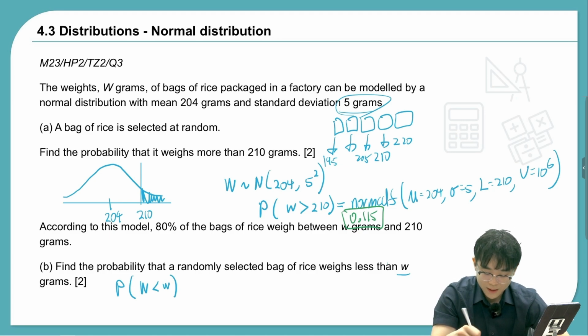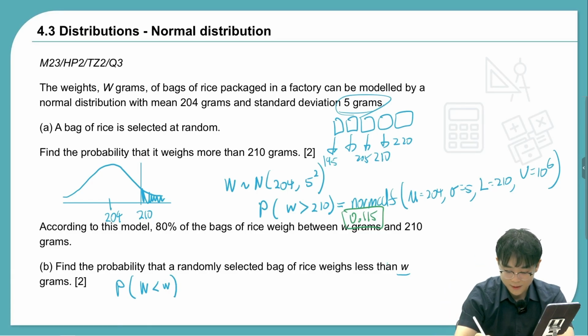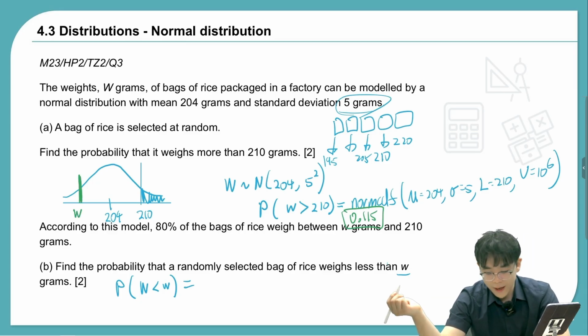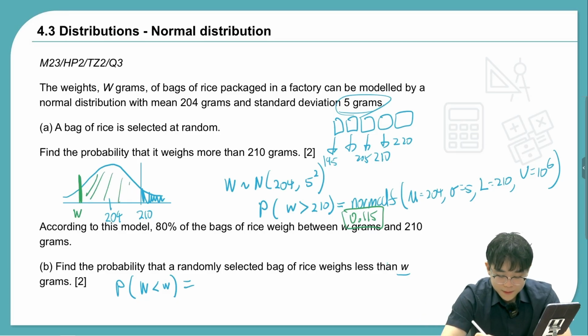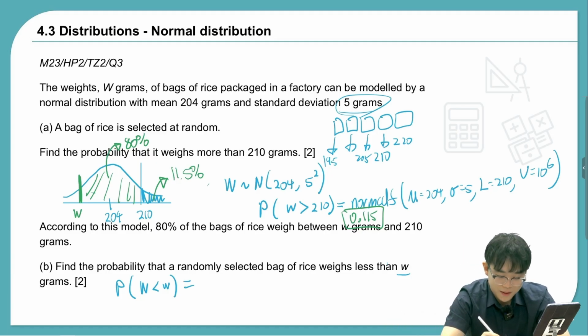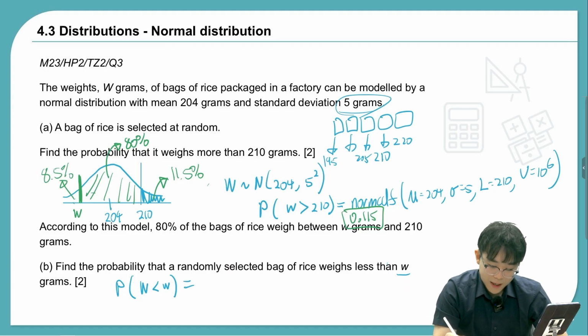The small w is like a constant that sets the boundary or threshold value. So we draw the same normal curve, and W is likely going to be on the lower end. So 80% of bags of rice will fall in between this region. We already know that greater than 210 is just going to be 11.5%. So if the area between W and 210 is 80%, this has got to be 8.5%, right? So we just got to subtract.